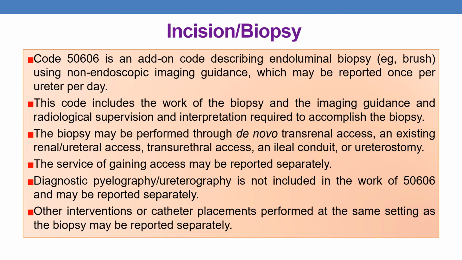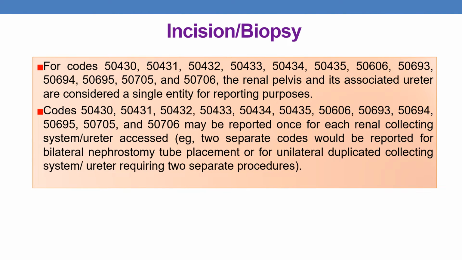along with 50606. And for codes 50430, 431, 432, 433, 435, 606, 693, 694, 695, 705 and 706, the renal pelvis and its associated ureter, this we have discussed yesterday also in the previous session, are considered a single entity for reporting purposes.